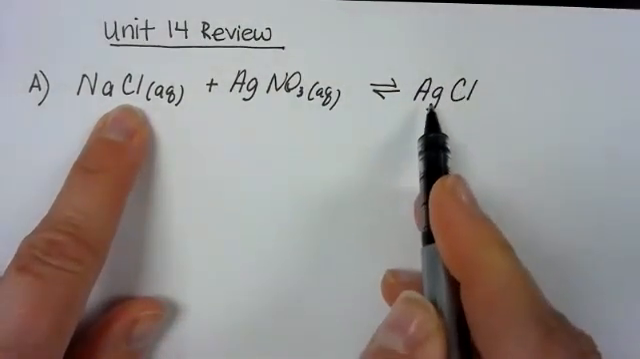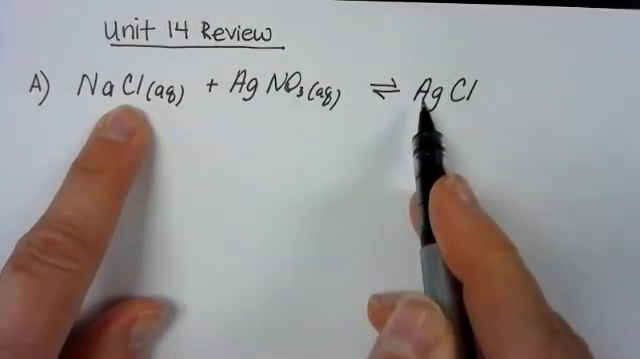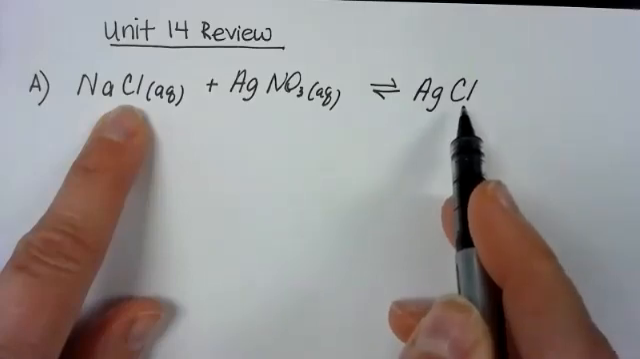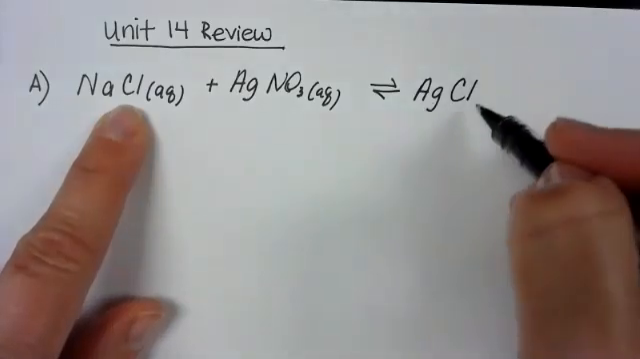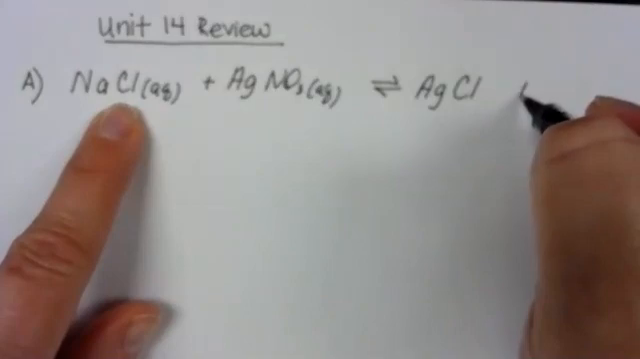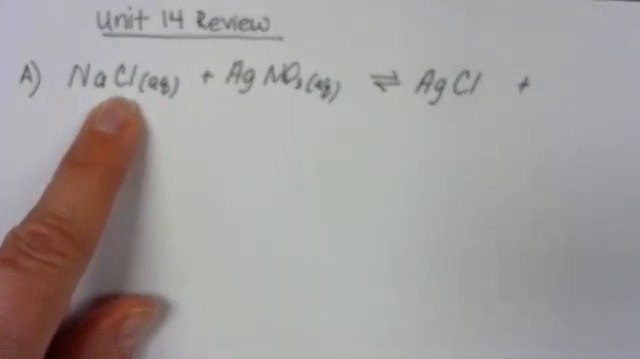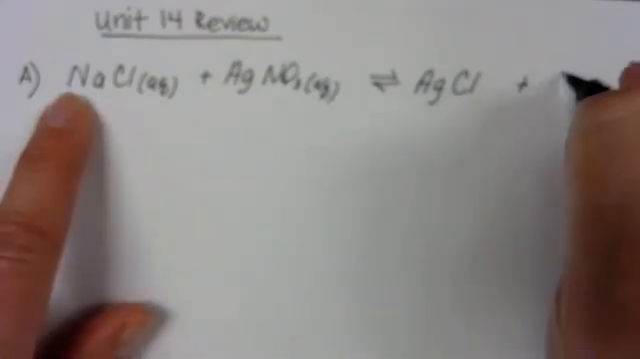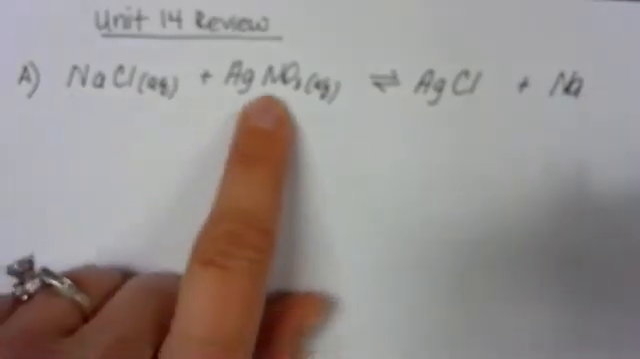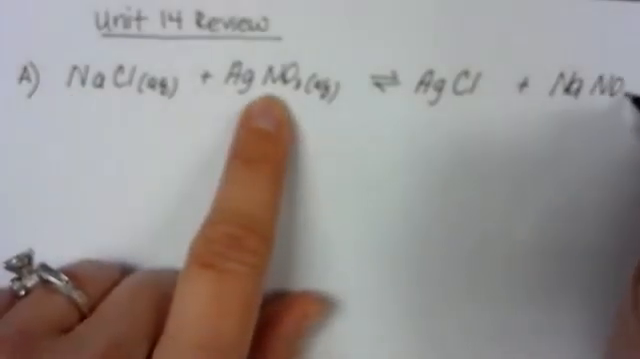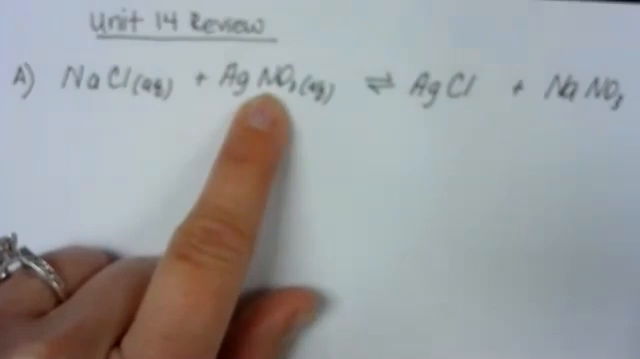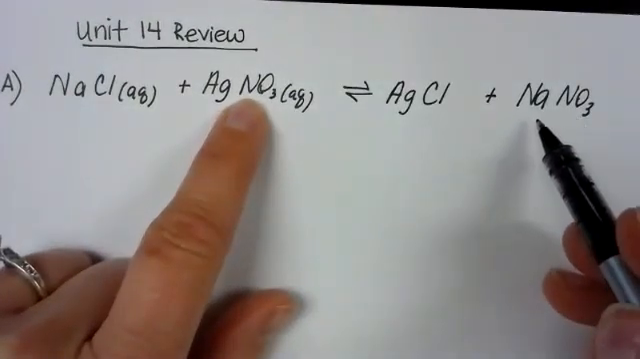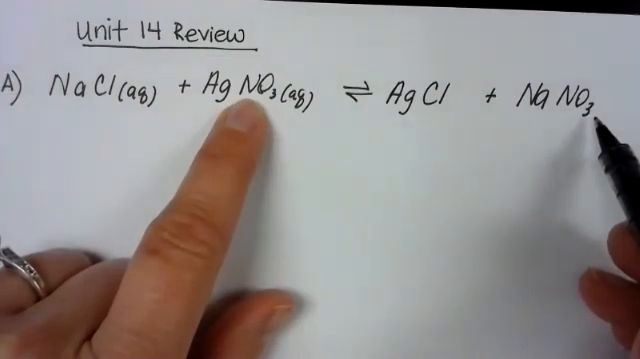You need to remember how to write that formula. Silver is a +1. Chlorine is a -1. So that's what it looks like. I don't know the states of matter just yet in my double replacement reaction, but I can look at my solubility chart and determine it when I figure out my next product. My next product then will be sodium nitrate. Sodium is a +1, nitrate's -1.